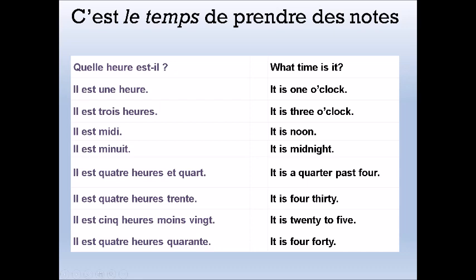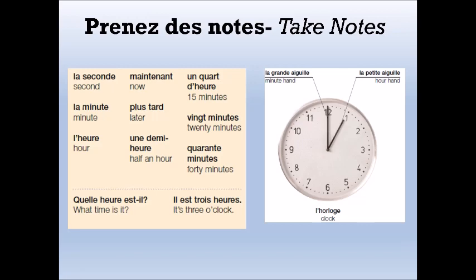Here are other words that you could use. La seconde, the second. Maintenant, now. Un quart d'heure, 15 minutes. La minute. Plus tard. L'heure. Une demi-heure. Quelle heure est-il? Il est 3 heures. Alors, et voici l'horloge, la grande aiguille. La petite aiguille, the small, or the hour hand, or small needle, you can say. L'horloge, the clock.